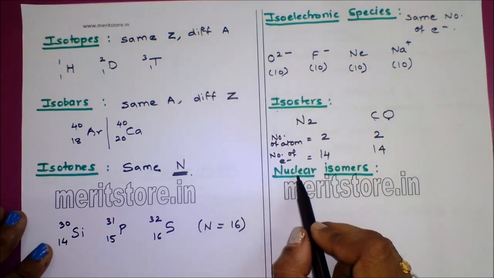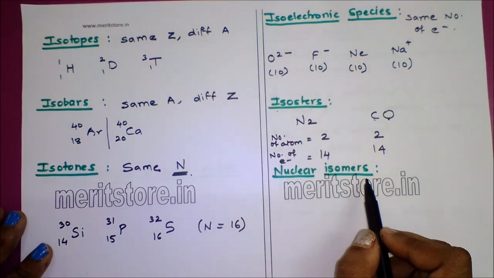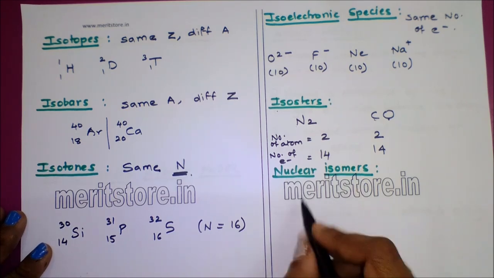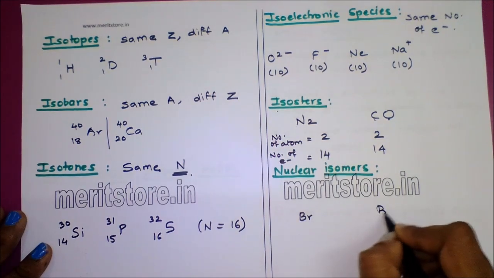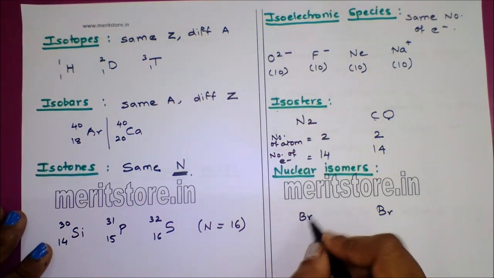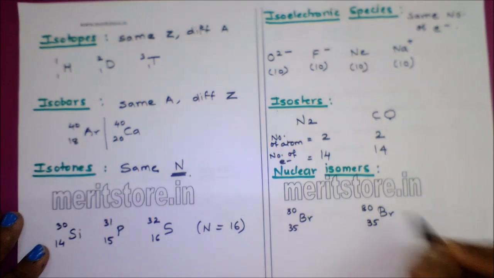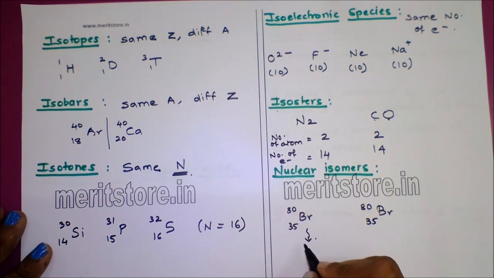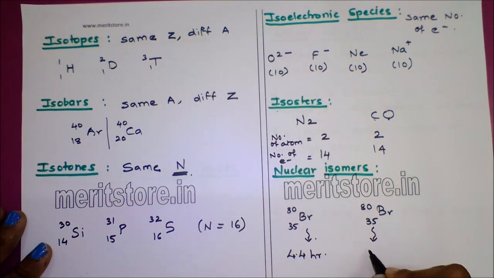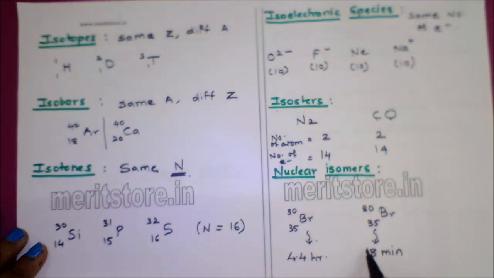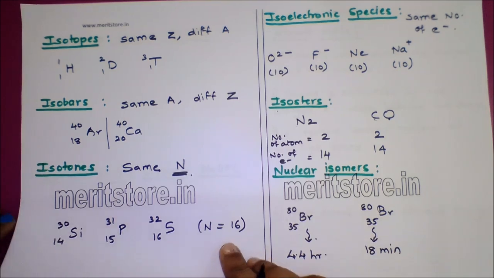And finally we have a term that is nuclear isomers. These are atoms with the same atomic number, same mass number, but different radioactive properties. For example, bromine exists in 2 nuclear isomeric forms. Both of them have atomic number 35 and mass number 80, but one of them has a half-life of around 4.4 hours, while the other has a half-life of 18 minutes. So they have the same atomic number, same mass number, but different nuclear properties. That's why we call them nuclear isomers of each other.